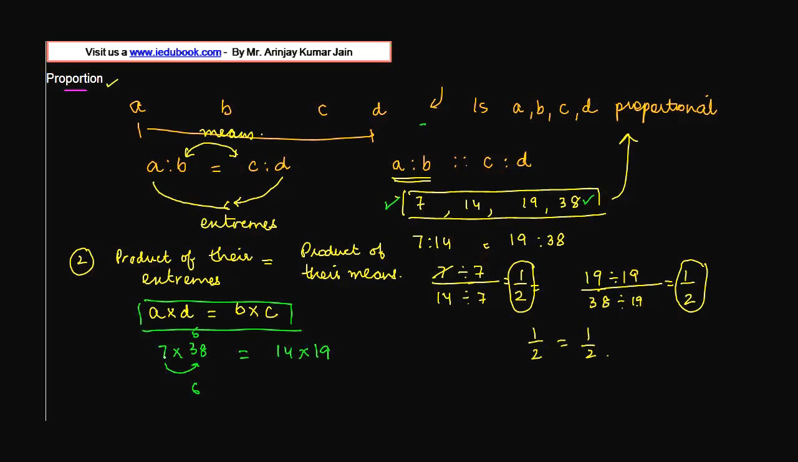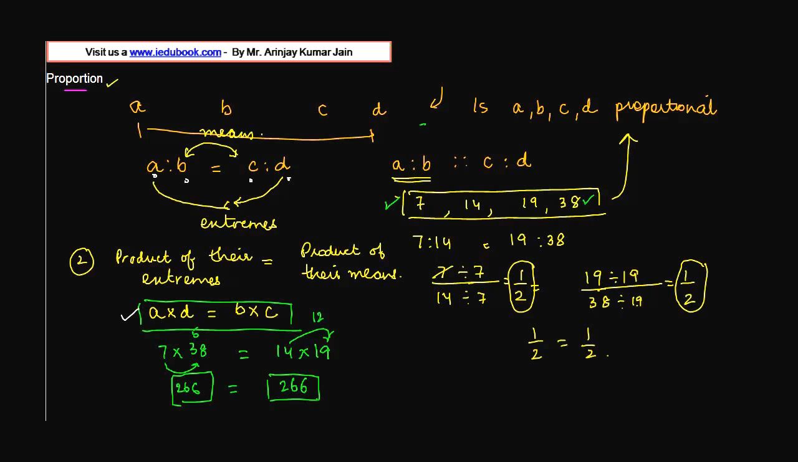7 times 8 gives us 56. We have 5 carry over. 7 times 3 gives me 21 plus 5, 26. 14 times 9 is equal to 90 plus 36, which is 126. 6, 12 carry. 14 times 1 is 14 plus 12 is 26. Again, we have once again proved that the left hand side is equal to the right hand side. Hence, our equation that the product of the extremes is equal to the product of the means holds true. So these were basically two properties that we saw for proportion.